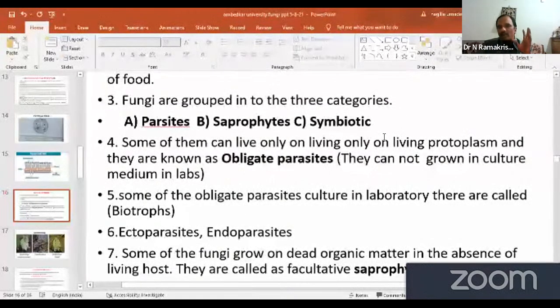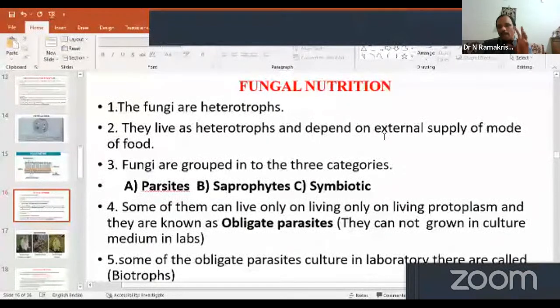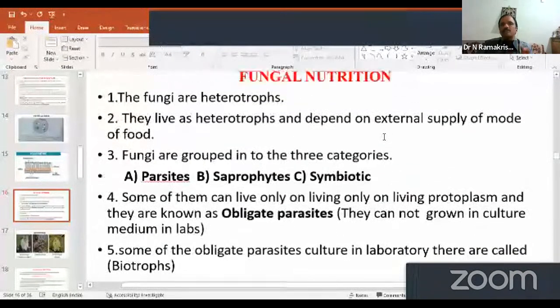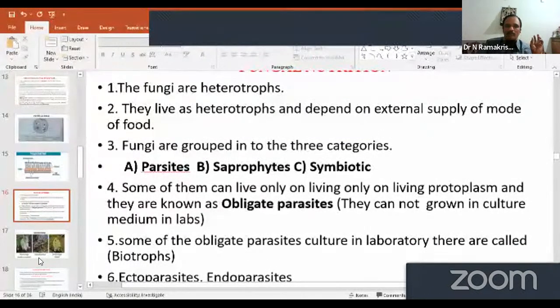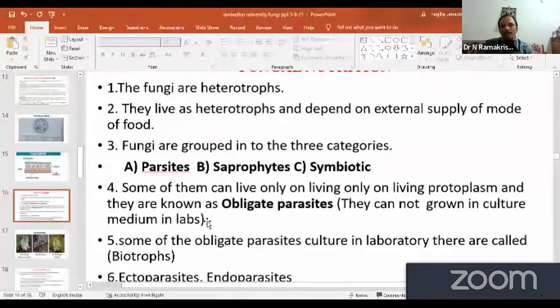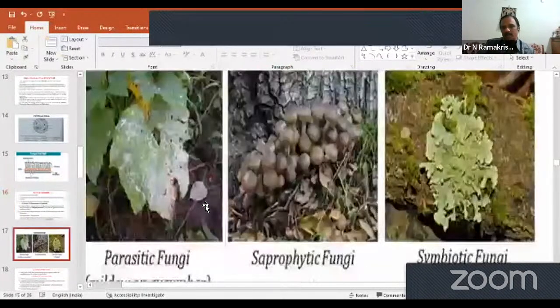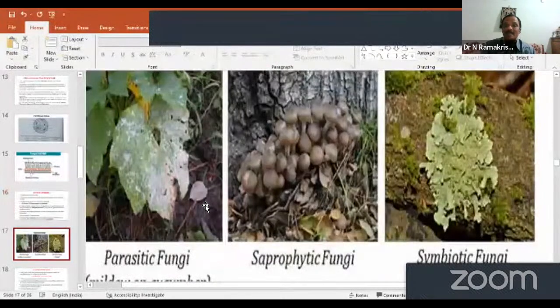Finally, fungal nutrition is of three types. One is parasitic fungi, the second one is saprophytic fungi, and the third one is symbiotic fungi. Now I'm showing one slide: a parasitic fungus on Brassica nigra, showing white rust disease. Penicillium is a saprophyte, and lichens are a symbiotic association. These are the nutrition types.